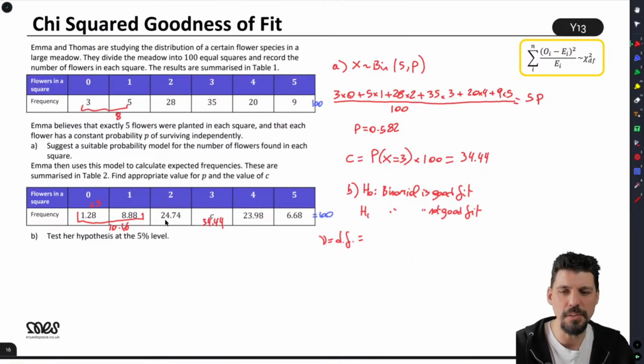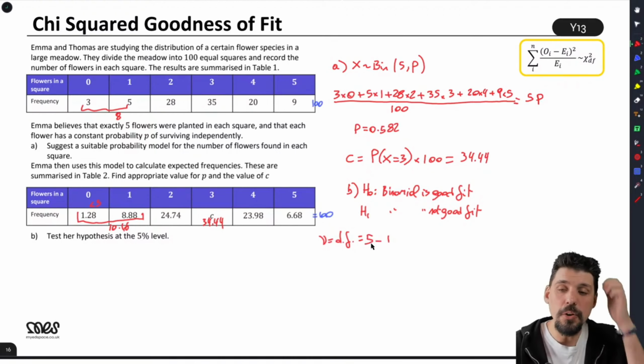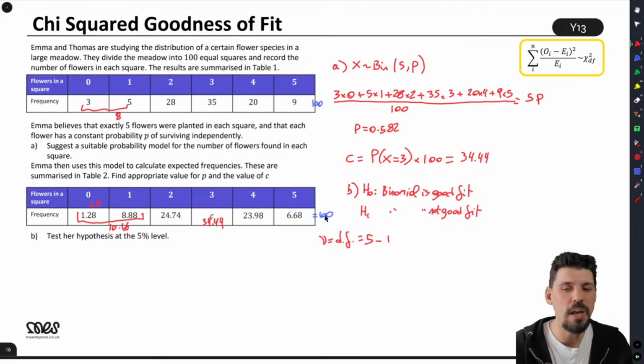So already we're down to 5 degrees of freedom. But we lose a degree of freedom because the total has to come up to 100. So once I've picked 4 of them, the 5th one is fixed in place because they need to add up to 100. And to be fair, we could have got this number just by doing 100 minus all of these other things, right?